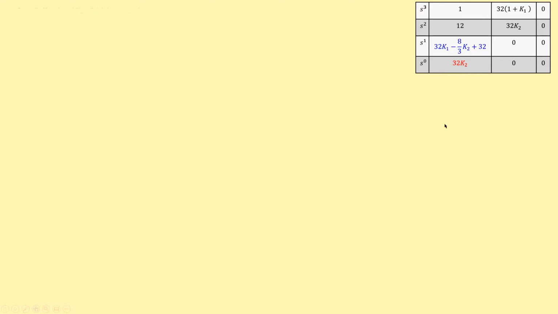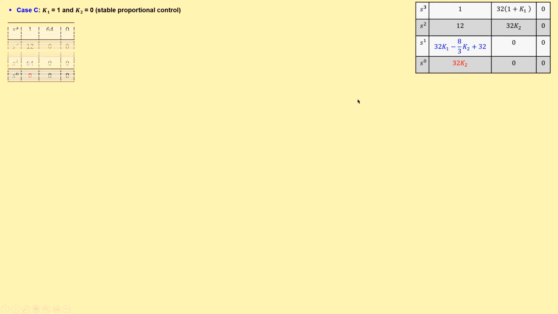Okay, let's look at case C. Again, the table. I make now K1 equal to 1 and K2 I make equal to 0. That means this will go, this will go, this will be of course in this case 64, because this is gone and I have 32 plus 32, and this will be also 64. Now let's substitute the values. I have now the table here for this case, case C.